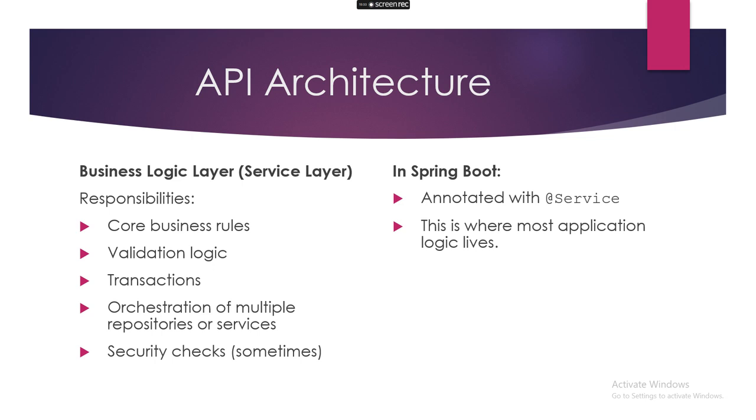So, business logic layer, this is where, of course, the core business rules are put, the validation logic, the transactions, the orchestration of multiple repositories or services, security checks sometimes are done here, right? Although you can do security checks in the controller layer, as we can see. We're going to be doing some basic security checks later in this video, like authentication at the controller layer, where we're going to catch requests as they're coming in and then validate those requests before sending them to their respective controllers. In Spring Boot, we're going to use the @Service annotation for annotating service layers, and this is where most application logic lives.